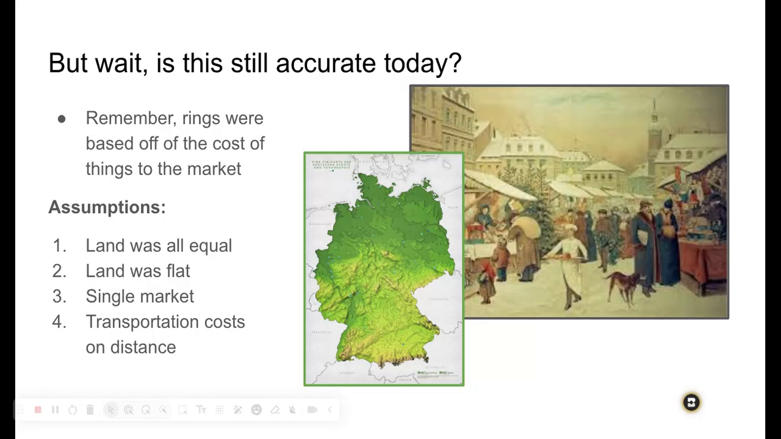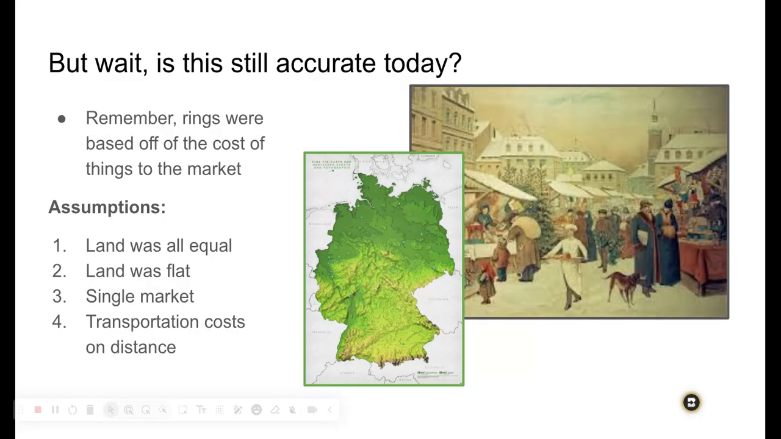So here are the assumptions under the von Thunen model. Land was basically all equal. Buying land in one area wasn't necessarily better or cheaper than other land. But if you look at this topographical map, remember he was from northern Germany? That's all flat. So it wasn't harder to get goods through when you're not worried about crossing mountains, going over rivers, and things like that.